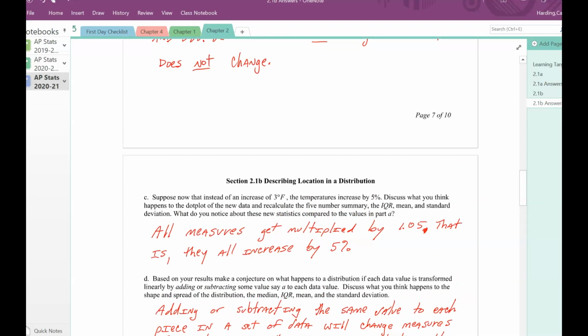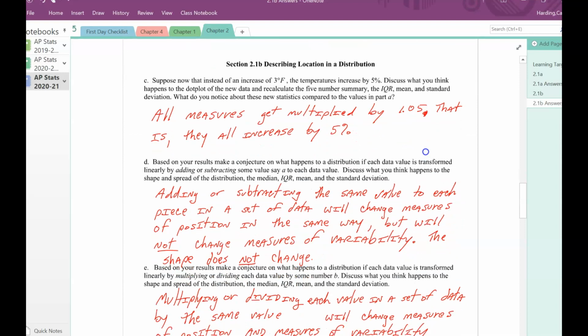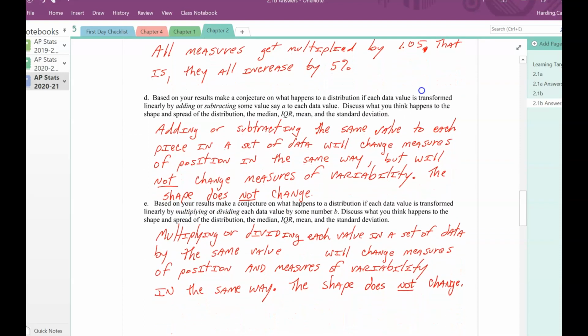So all measures get multiplied by 1.05. They all increase by 5%. The measures of position change by 5%. The measures of variability change by 5%. But the shape does not change. And this is just what parts D and E on here are summarizing.